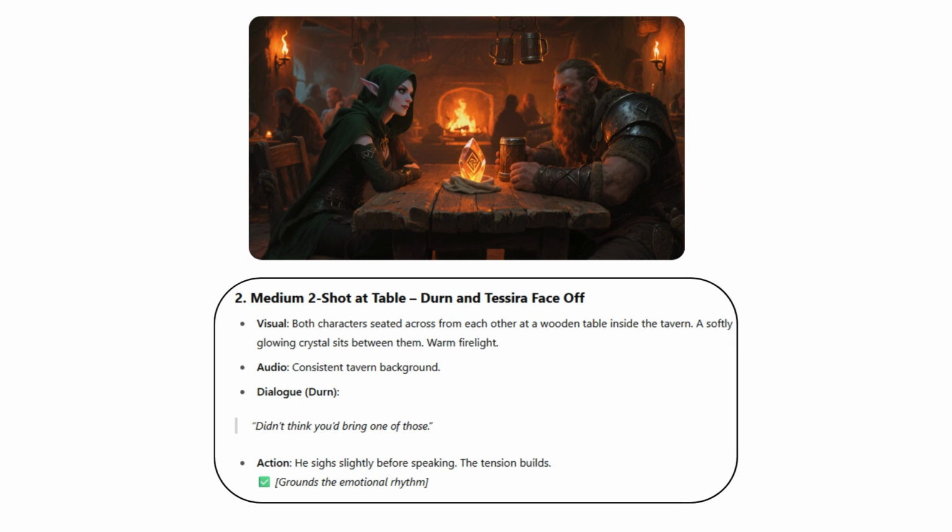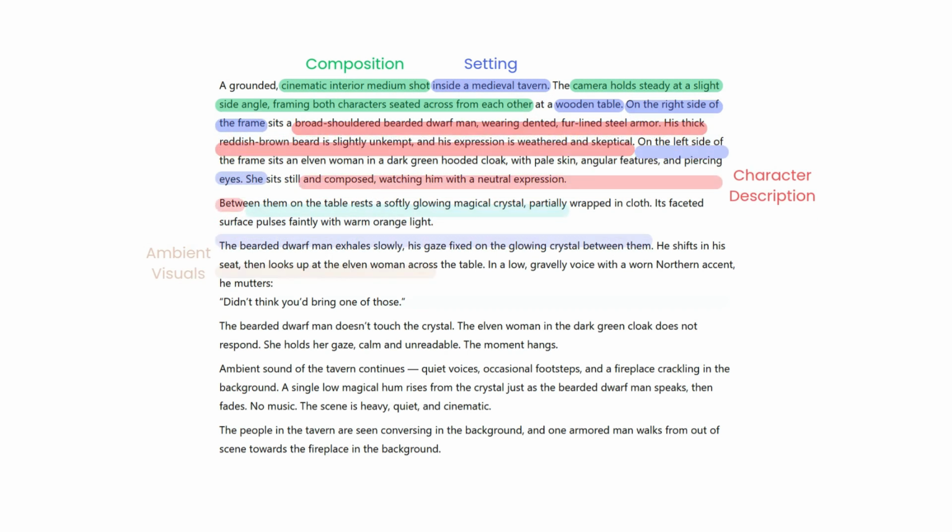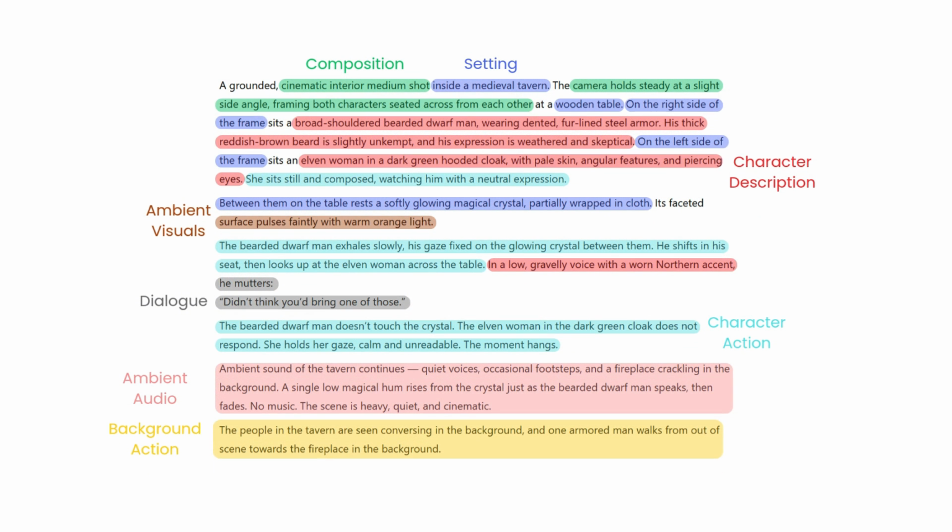Like before, I'll give the GPT both the start frame and the scene description, and I'll ask for a VO3 image to video prompt. So as you can see, the prompt is really quite complex. Again, I won't go into it in a huge amount of detail, but I've broken it down and color-coded it to show you the parts to talk about the camera composition, the setting, character descriptions, ambient visuals, dialogue, character action, ambient audio, and background action. So for any scene that's this complex, you want to make sure that these are covered. I'll also include this image in the canvas template.